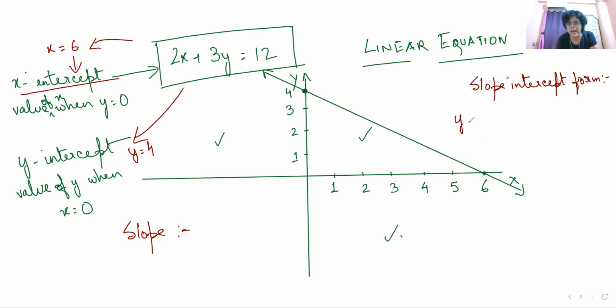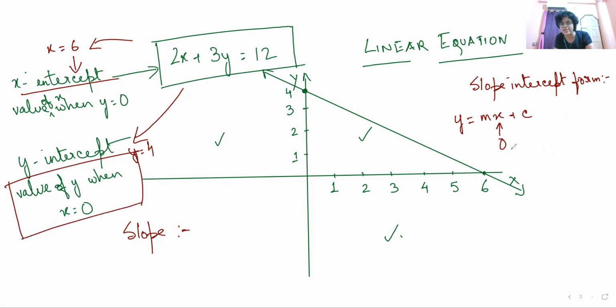It looks like y equals mx plus c. m is the slope and c is the y-intercept. Why is c the y-intercept? Simply because you put x as 0 here, y equals c. And that's what y-intercept means, right? Value of y when x equal to 0. So you put x 0, you get c. That's your y-intercept. Now m is the slope.